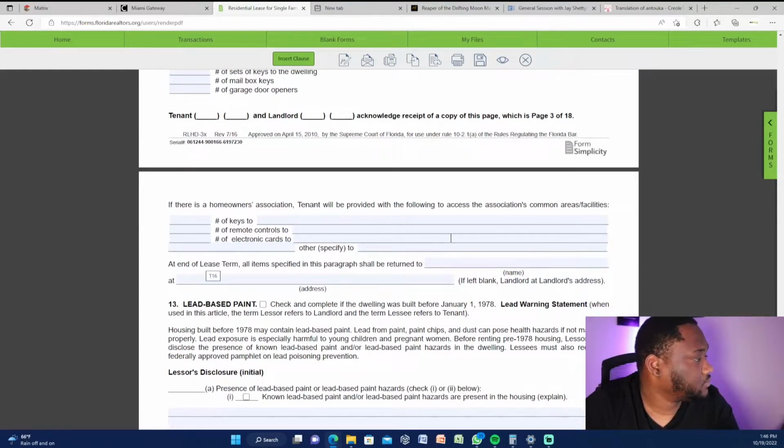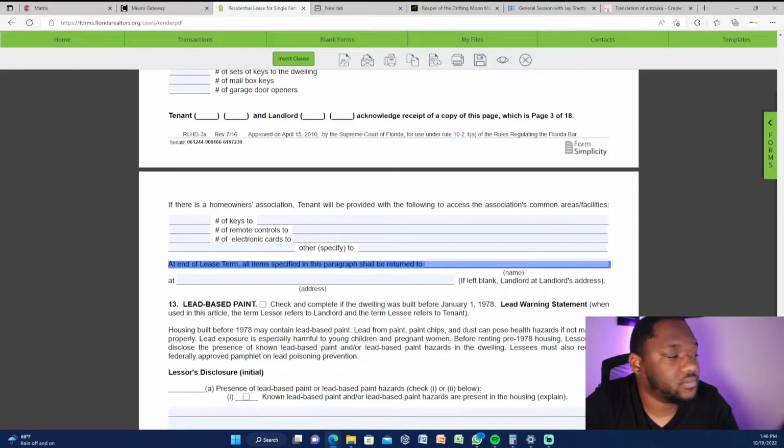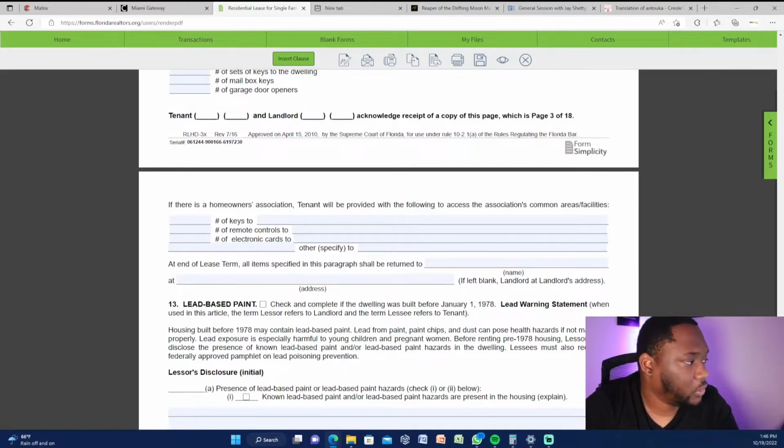At the end of the lease term, the keys should be returned to the landlord or whoever is in charge of the property at that address. If left blank, you always specify that it returns to the landlord.